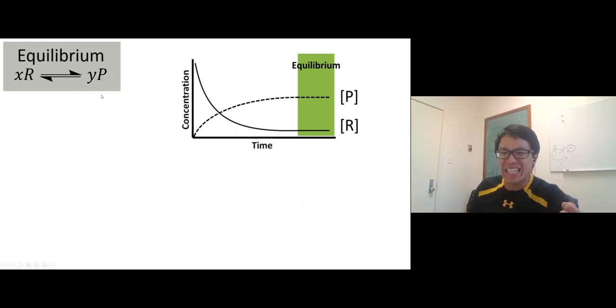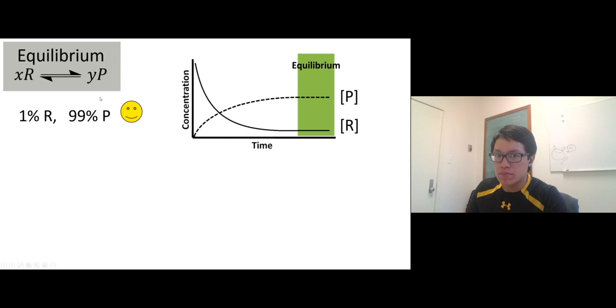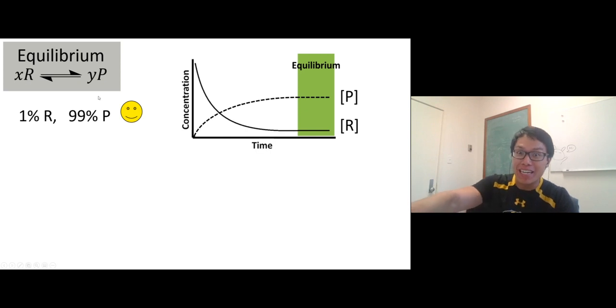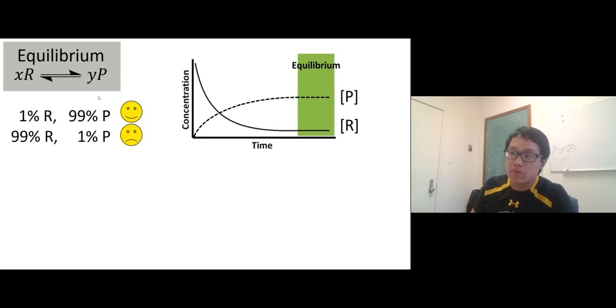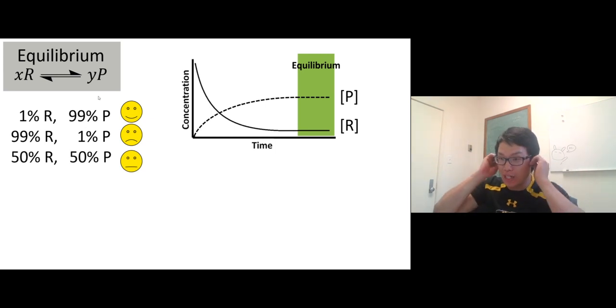Well, the word mixture is a broad term. Is it a mixture of 1% reactant and 99% product? That's good. That's a lot of product. That's what we want. Equilibrium, who cares? We got a lot of product, right? Or 99% reactant, that's bad. Or 50-50, but that's not really good, right?